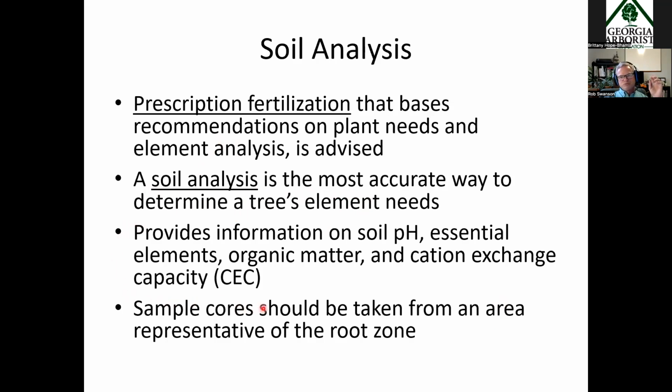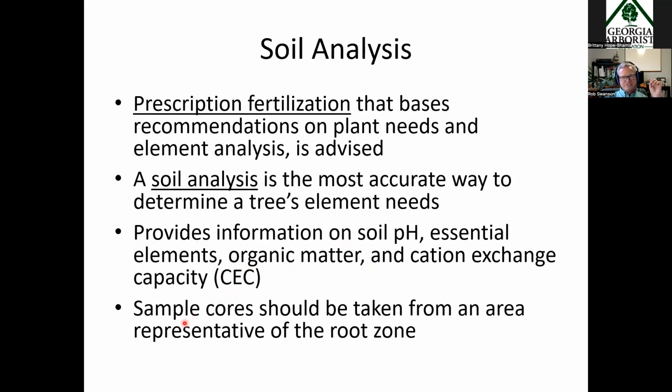The test will result in information about usable nitrogen or available nutrients in the soil. It'll also provide you some extra information, such as soil pH. It'll tell you about some of the other essential elements, not just N, P, and K. It'll give you a quantity of organic matter in case you need to build up your soil, and it'll give you a CEC for your soil.